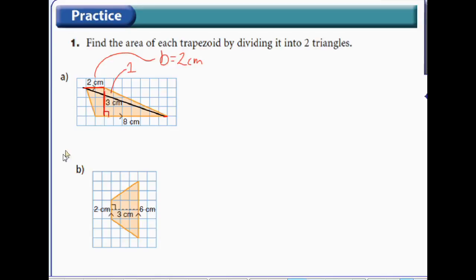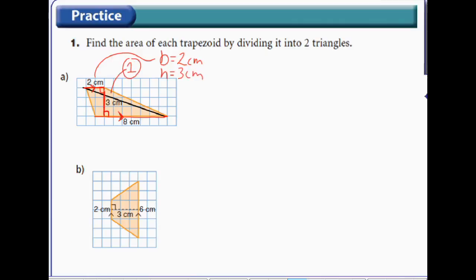And it is at a right angle because over here, look at this little line there. That's telling us these two lines are parallel. This line is parallel to that line. Therefore, this line that goes straight up and down is perpendicular to this line. That means it forms a right angle. It also forms a right angle there. So the height, therefore, is going to be 3 centimeters for triangle number 1.